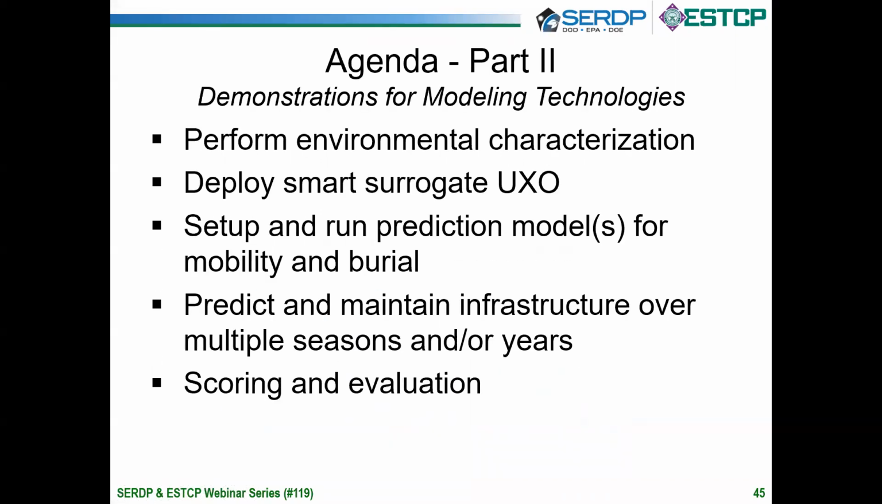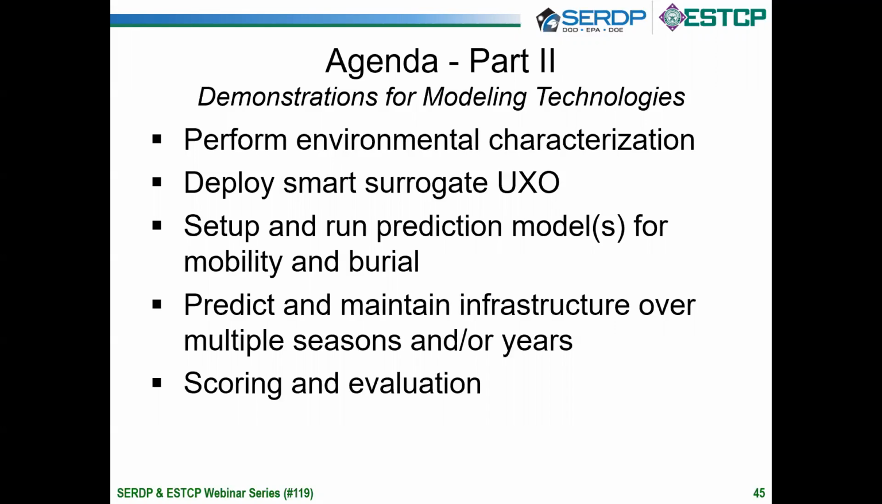Okay, so here is the agenda for part 2 of this webinar. This is an outline of what I believe are the main ingredients needed to perform demonstrations for modeling technologies. I'll go through this list, talk about some of the bullets in more detail later, and address some just here. You have to perform environmental characterization. I believe you have to choose some of these surrogate technologies and utilize them in a way that best helps you understand what you need to manage your site in particular.